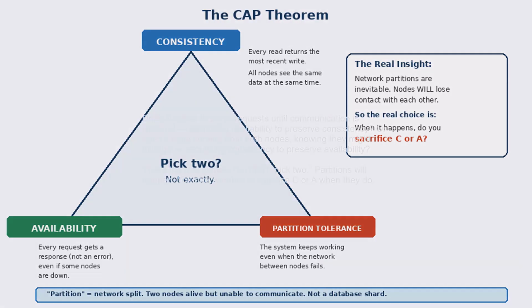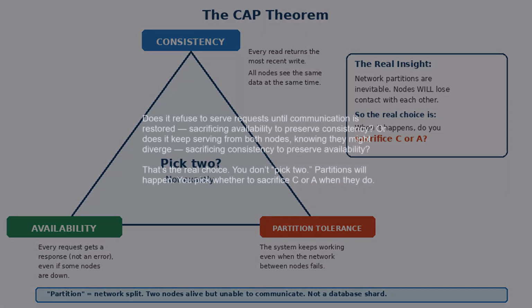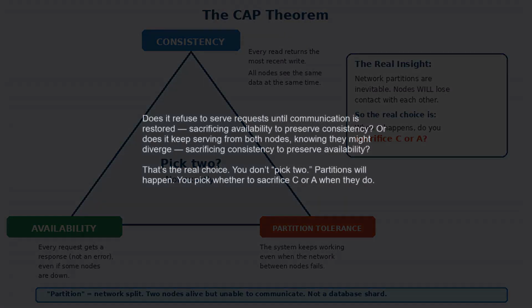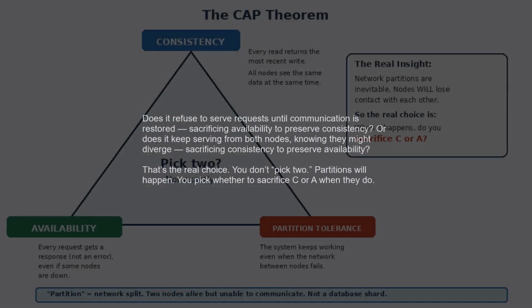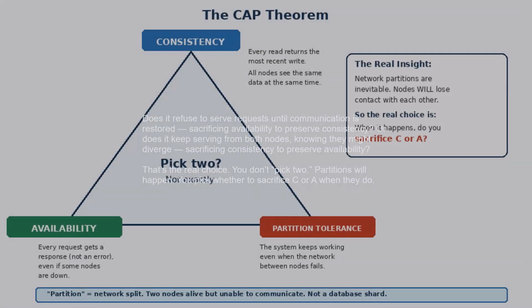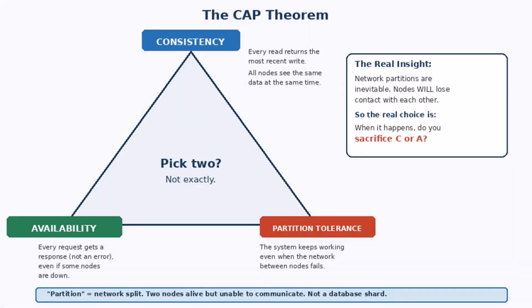When that happens, the system must choose. Does it refuse to serve requests until communication is restored, sacrificing availability to preserve consistency? Or does it keep serving from both nodes, knowing they might diverge, sacrificing consistency to preserve availability? That's the real choice. You don't pick two. Partitions will happen. You pick whether to sacrifice C or A when they do.